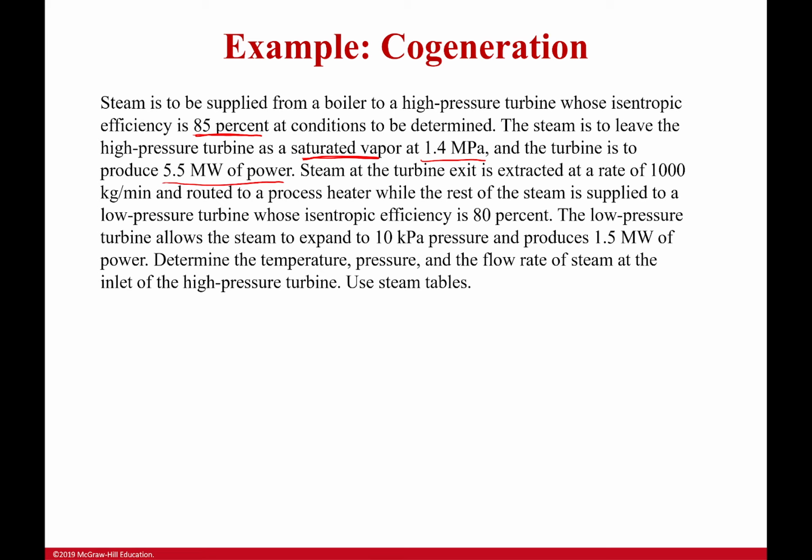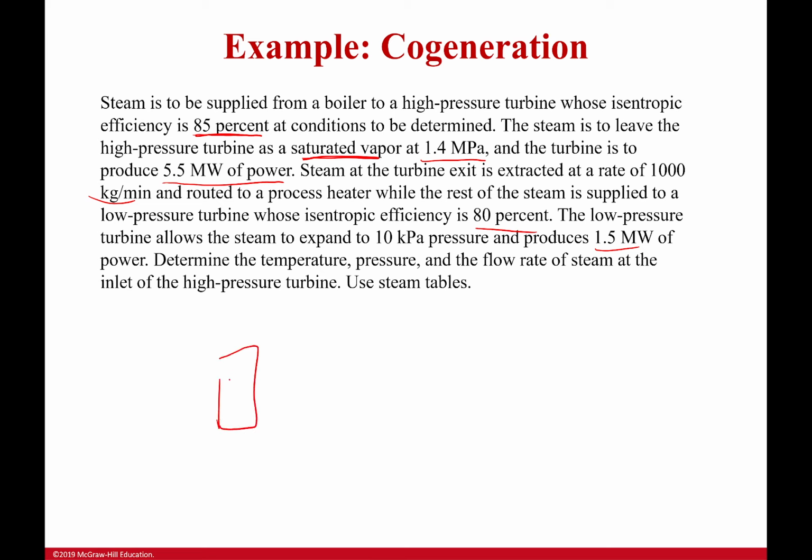Steam at the turbine exit is extracted at a rate of 1,000 kilograms per minute and routed to a process heater. The rest of the steam is supplied to a low pressure turbine whose isentropic efficiency is 80%. The low pressure turbine allows the steam to expand to 10 kilopascal pressure and produces 1.5 megawatts of power. Determine the temperature, pressure, and the flow rate of steam at the inlet of the high pressure turbine. Use the steam tables.